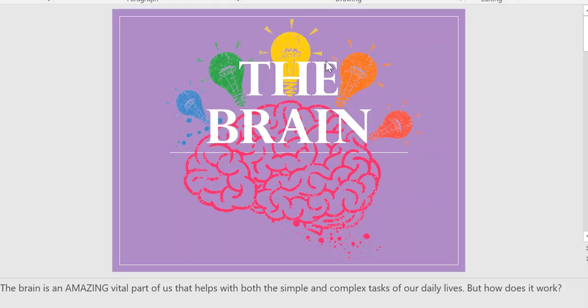The brain. The brain is an amazing, vital part of us that helps with both simple and complex tasks of our daily lives. But how does it work? Sometimes it's hard to understand, and there are different functions and different parts of the brain that do different things.